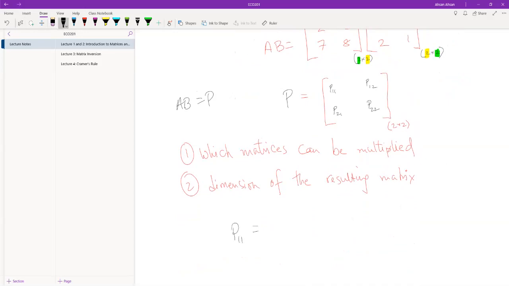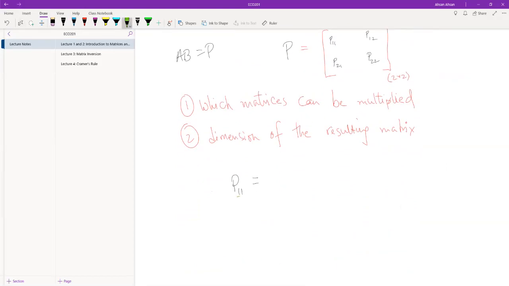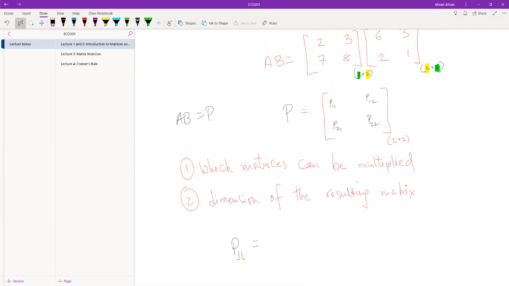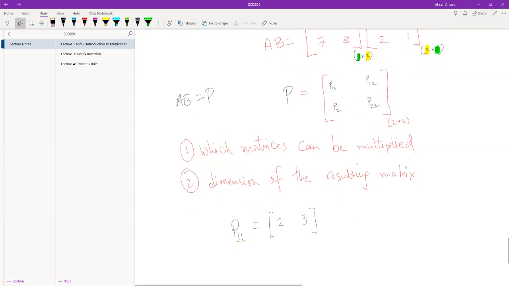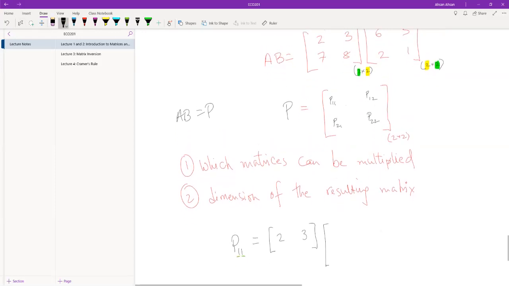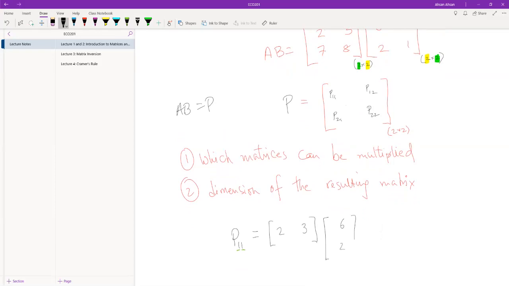So how are we going to find P11? Notice 1, 1. What does that tell us? It tells us first row, first column. So if I were to write this down, this is for first row, this is for first column. What that means is we're going to multiply the first row of the first matrix with the first column of the second matrix.